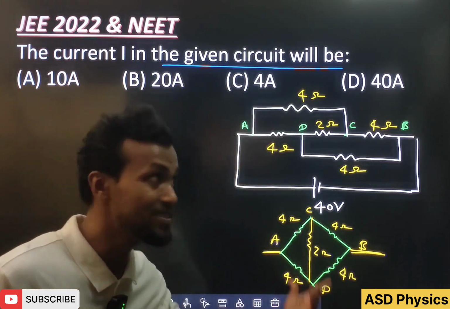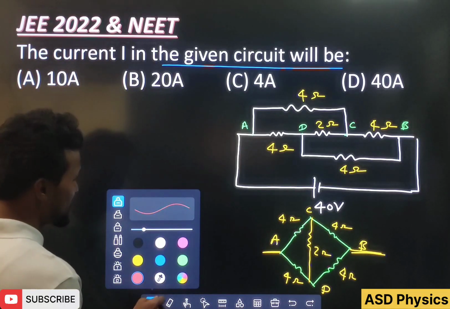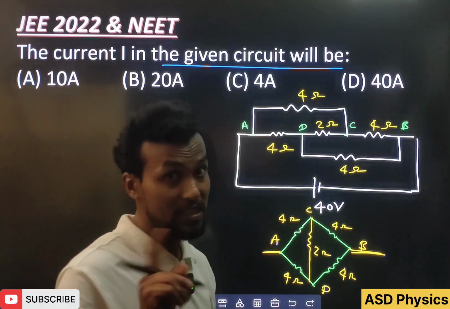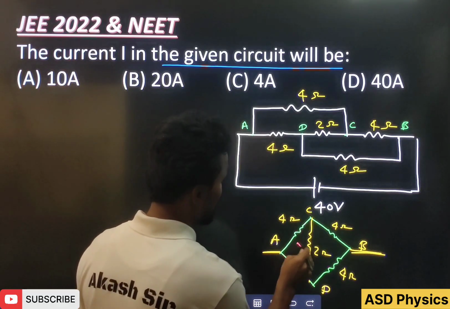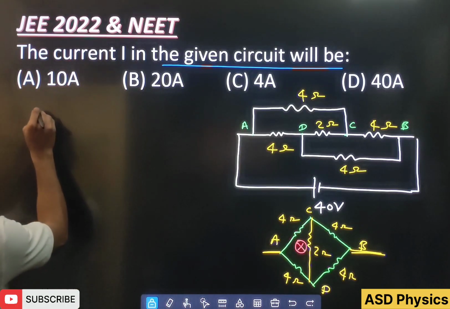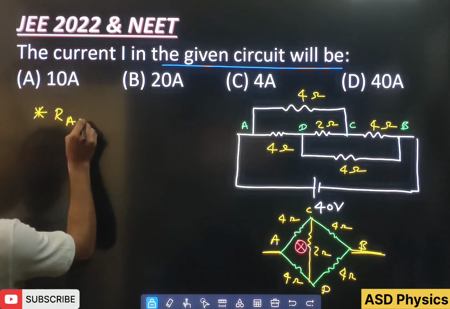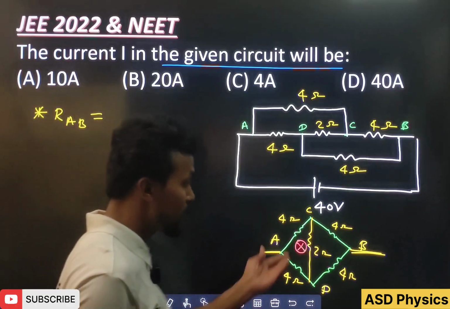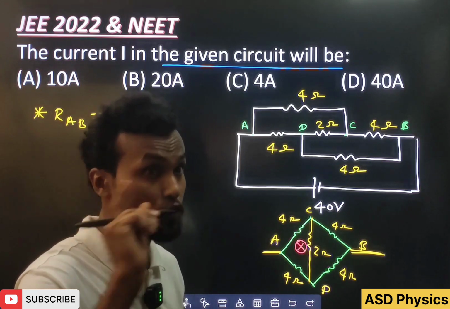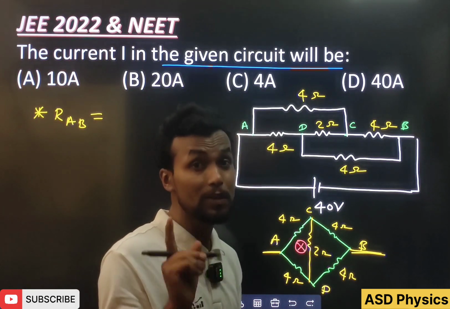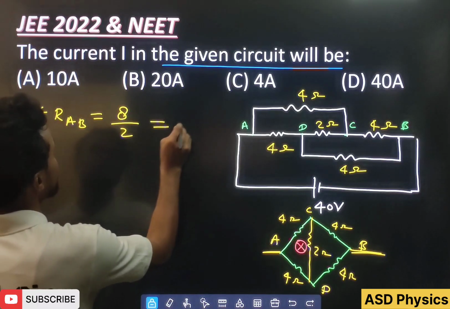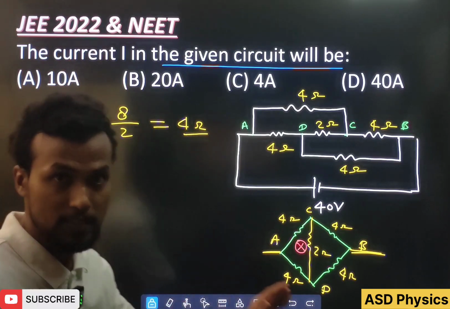Wheatstone Bridge we can draw like this also. You can see very well this 4 ohm and this 4 ohm, 4 by 4, 1. Again 4 by 4, 1, that means this is the balanced Wheatstone Bridge, and we can remove this resistance. The moment we remove this 2 ohm, if I calculate the resistance across points A and B, this 4 ohm and this 4 ohm come in series, 8 ohm, and this 4 ohm and 4 ohm also come in series, 8 ohm, then 8 ohm and 8 ohm in parallel. When 8 and 8 are in parallel, how much is it? 4 ohm.